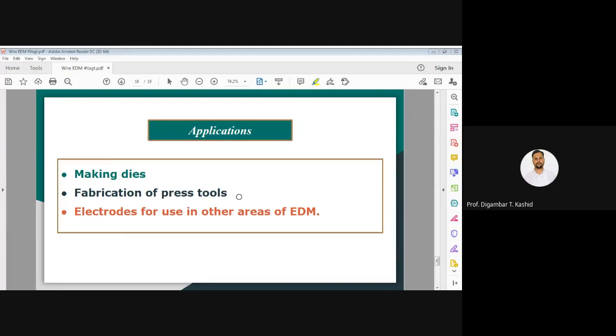If you want to go into detail, you can use the help of the book. Besides electro discharge machining, we have another process, electro discharge grinding, that you can also study. As per our syllabus we have only these two, wire EDM and the EDM process. Electric discharge grinding, EDG, is also available in the book, and you can study that. So this is about the wire EDM.